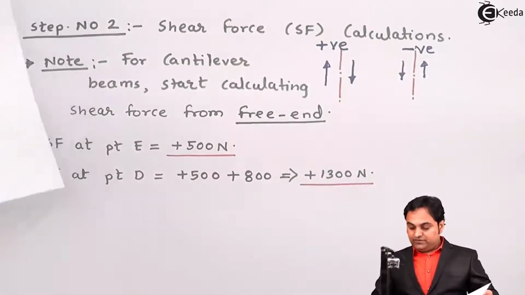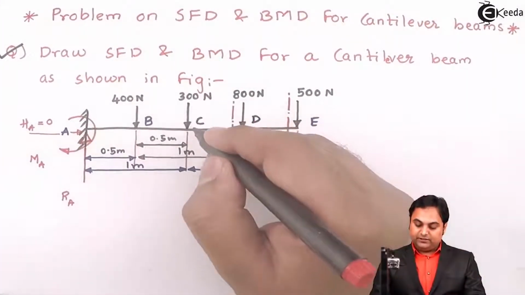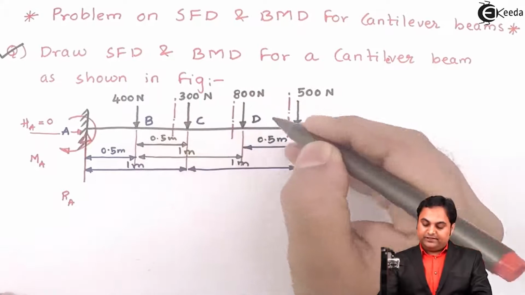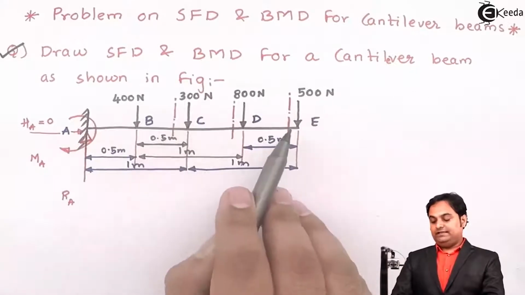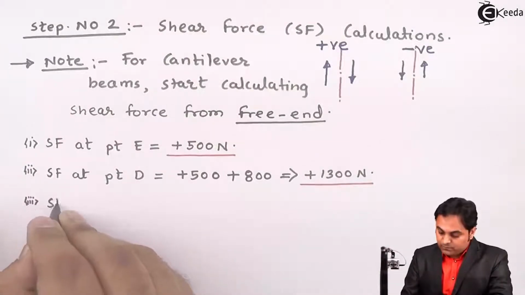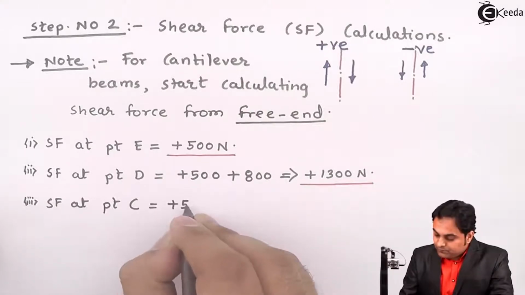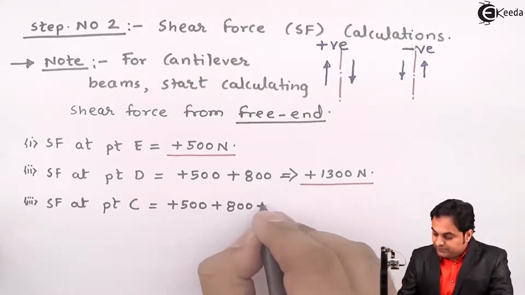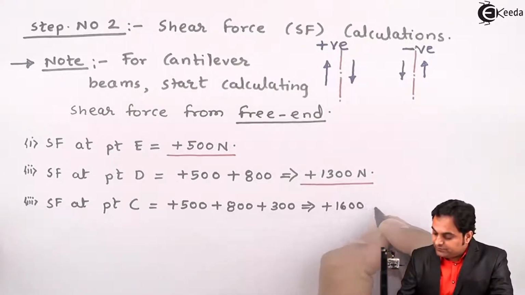Next, this value of shear force will carry on from D to C, that is, it will continue up to the right hand side of C. Next, if I am taking the section to the left hand side of C, then on the right hand side I have three forces, 300, 800, 500, all are acting downward. So on the right hand side, downward is treated as positive, so that will be SF at point C equal to plus 500 plus 800 plus 300, that gives me plus 1600 Newton.